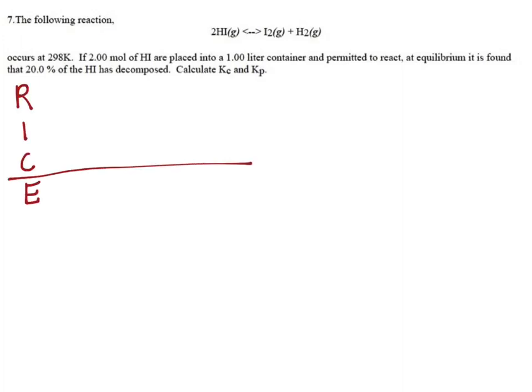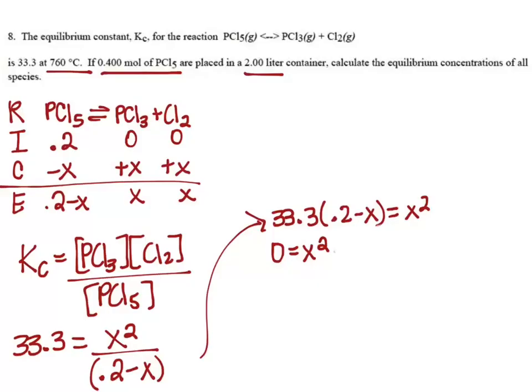R-I-C-E. R is 2HI to I2 plus H2. Initially, we start out with 2 moles of HI per 1 liter. So we start out with 2 molarity. Okay, so this would be minus or plus 33.3x minus 6.66. And now we have our A, B, and C.